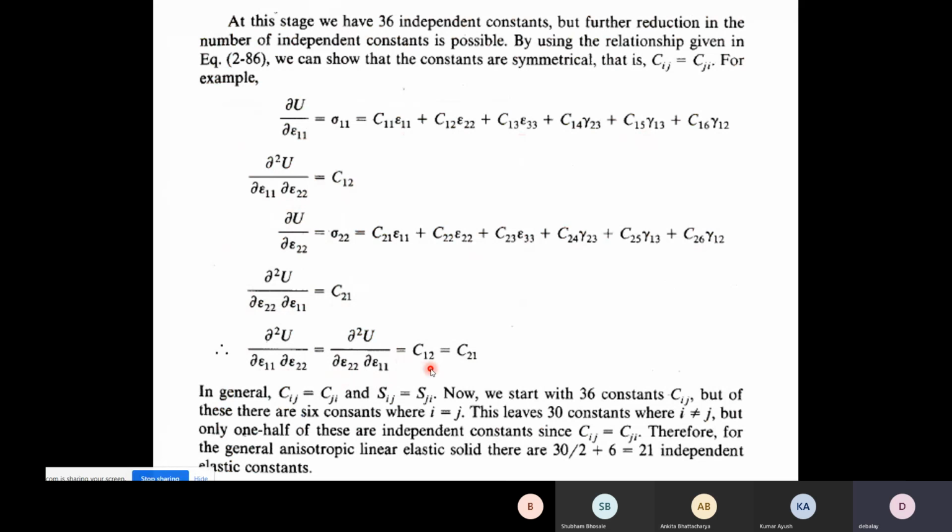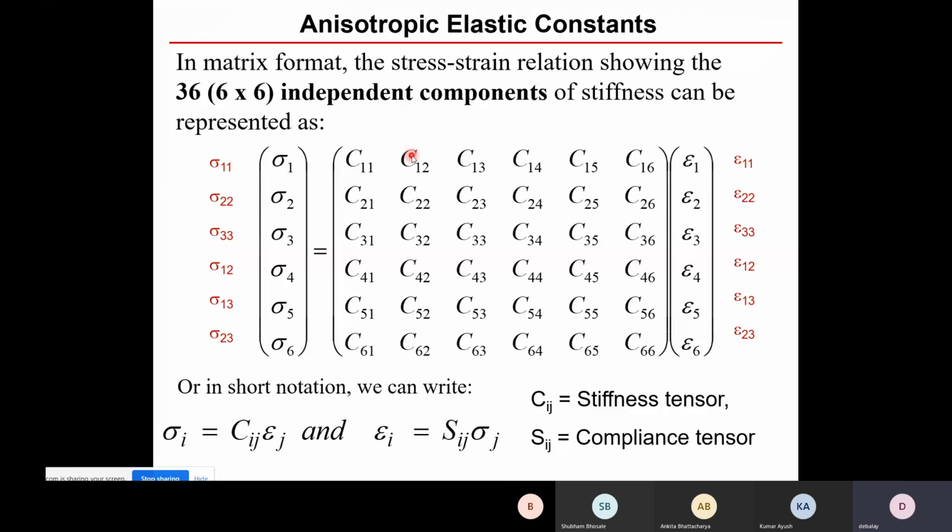So that means the 36-term stiffness tensor that you get has 12 equal to 21, 13 equal to 31. That means it is also a symmetrical tensor. The elastic tensor will also be a symmetrical tensor.